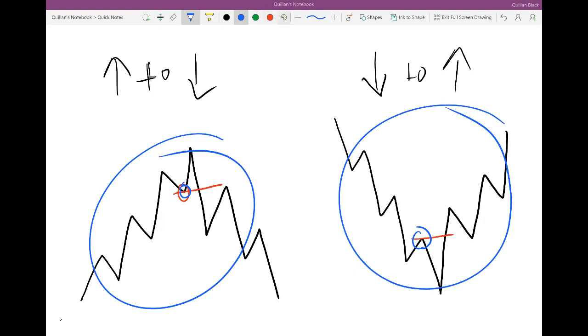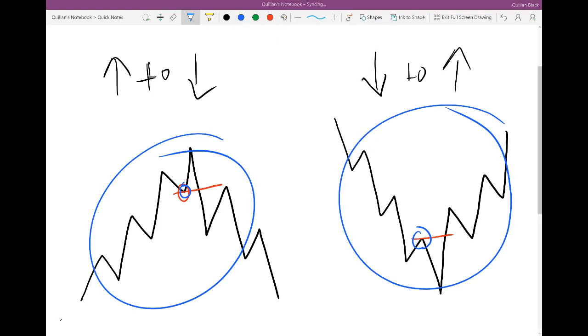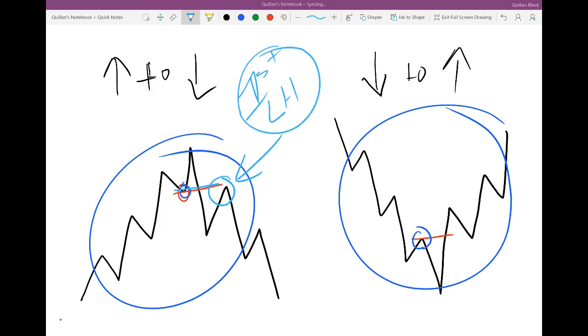So the first selling opportunity after all this right here, after the actual break of structure, is the first lower high point, which is right here. First lower high point after the break of structure. Okay? The first buying opportunity after the break of structure on the downtrend is the first higher low point after the break of structure.